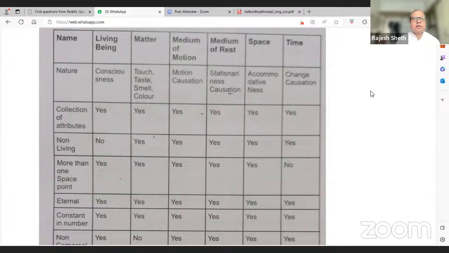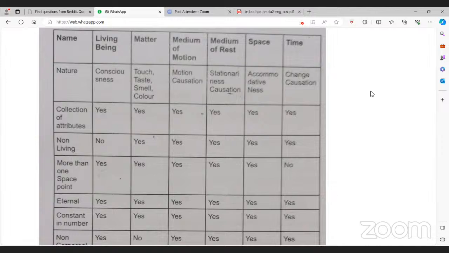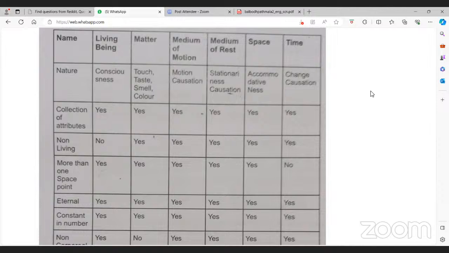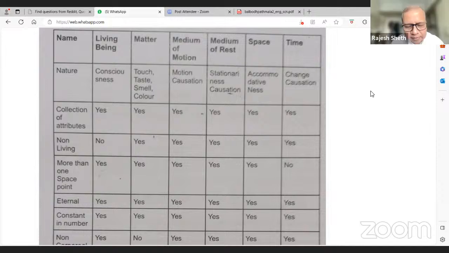Collection of attributes means गुणों का समूह, qualities, you know. So living being is a collection of attributes. Matter is also a collection of attributes. Medium of motion, medium of rest, space, and time. All the six substances are collection of attributes. How would medium of motion be a collection of attributes? Because it is also a substance, and a substance is a collection of attributes. Okay, but what would its attributes be? Pardon? What would its attributes be? Medium of motion.